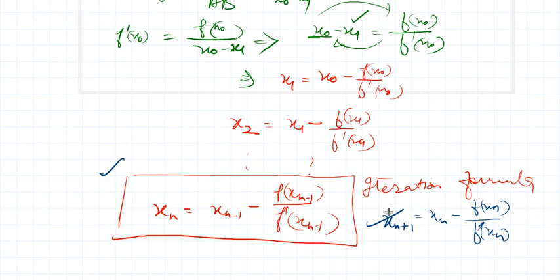There is another way to derive it. That's the Taylor series. Taylor series, right? So the Newton-Raphson method, derivation of the Newton-Raphson method using a Taylor series.